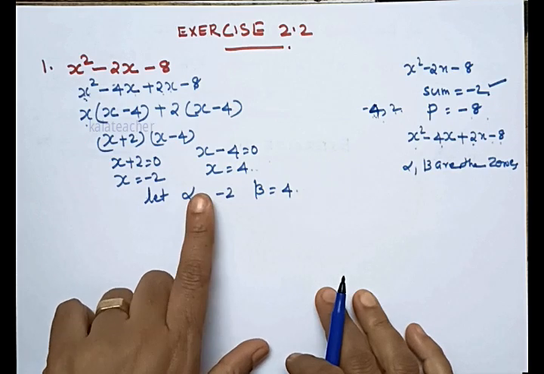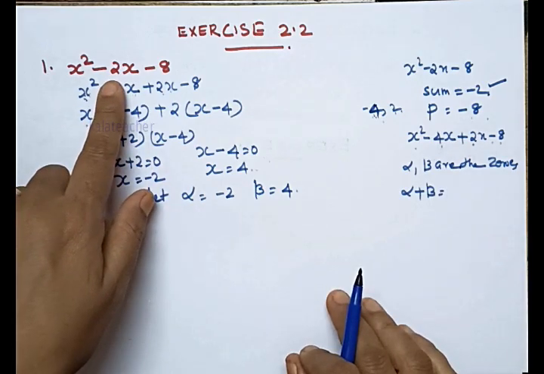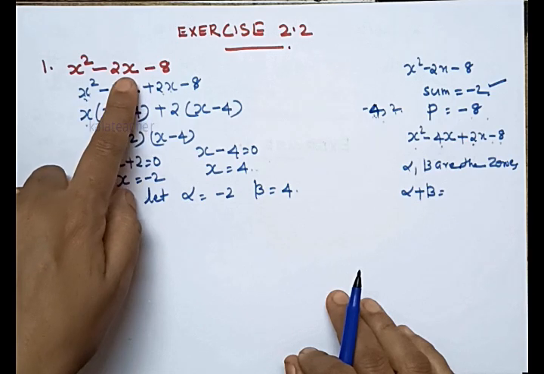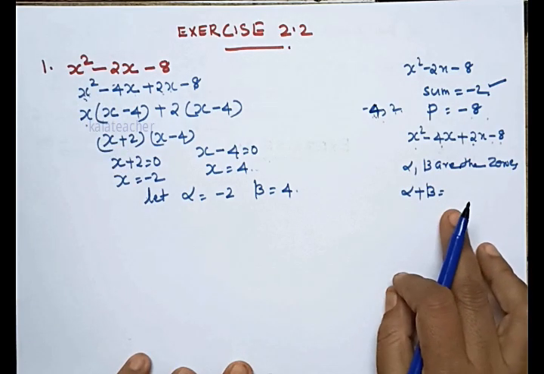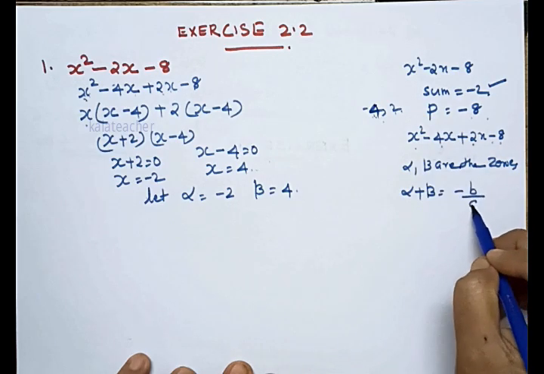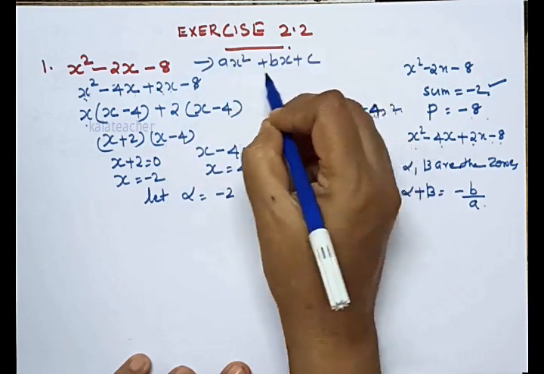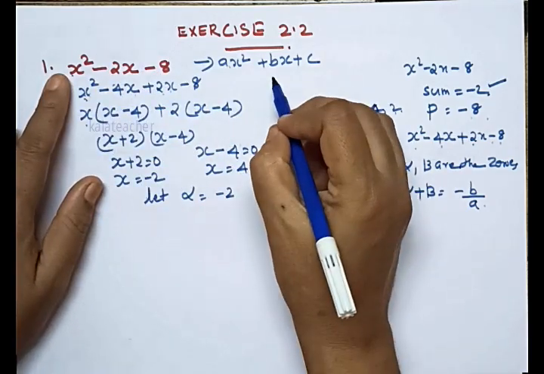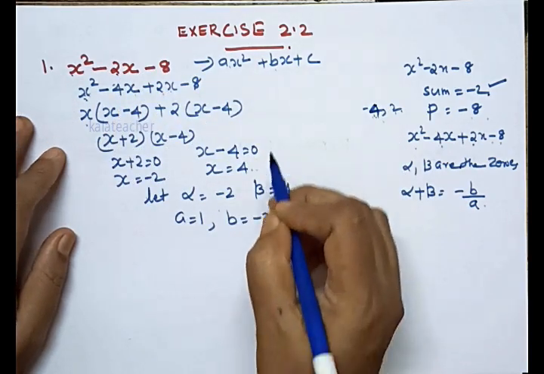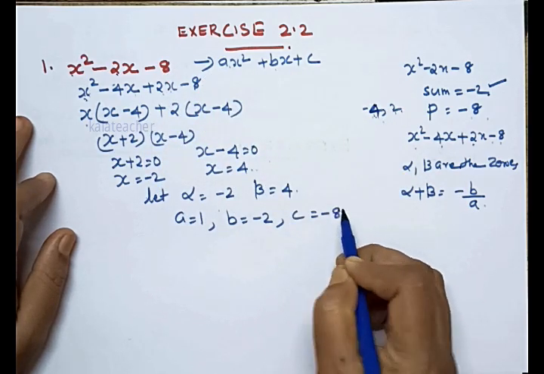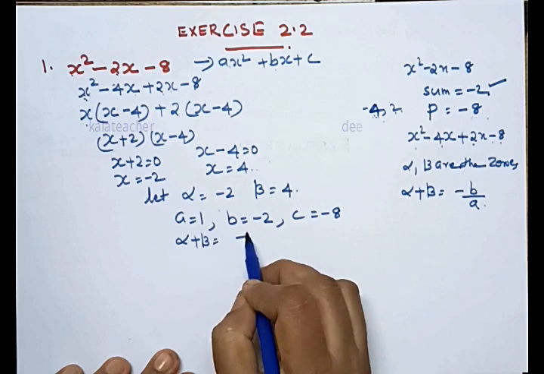Now we verify the relationship between zeros and coefficients. The formula is alpha plus beta equal to minus of the coefficient of x divided by the coefficient of x square, that is, minus b by a for the polynomial ax square plus bx plus c. Here a is equal to 1, b is equal to minus 2, and c is equal to minus 8. So alpha plus beta is equal to minus b by a.